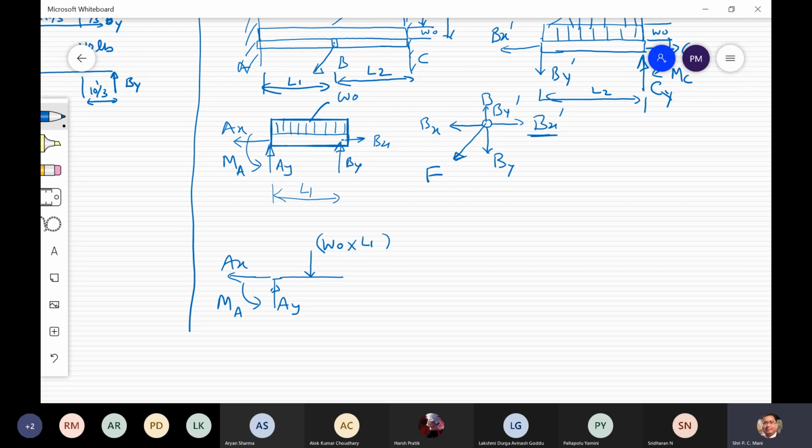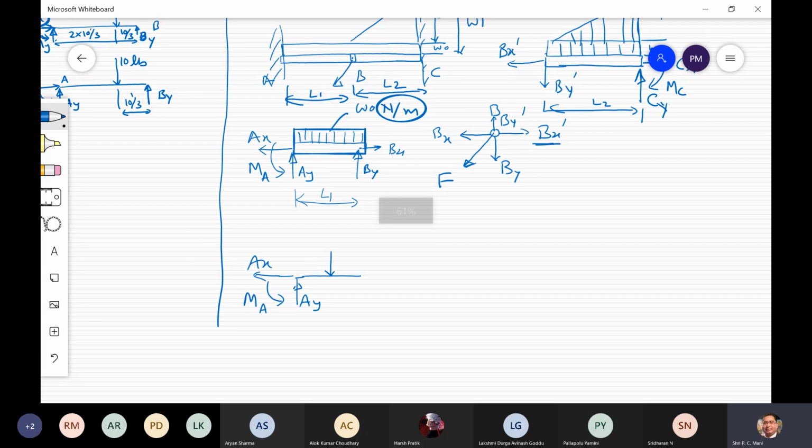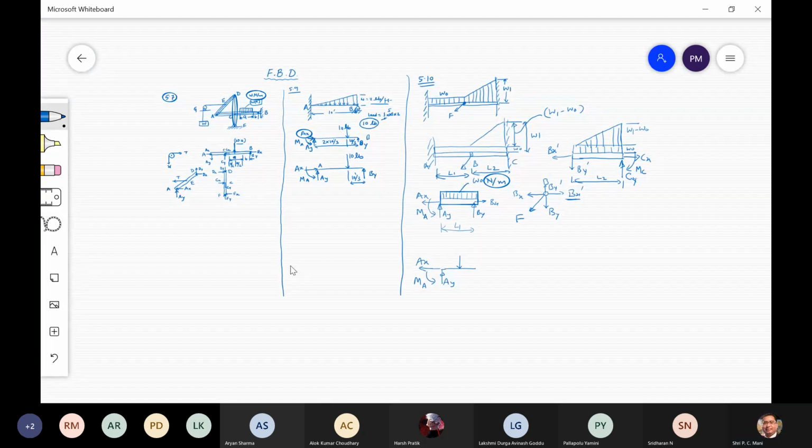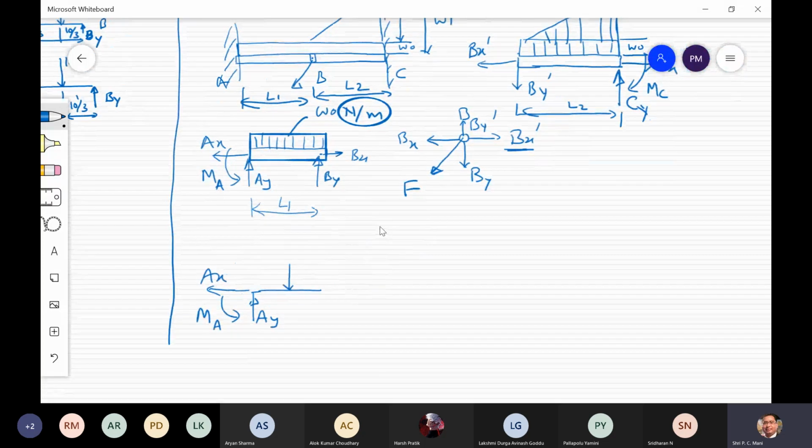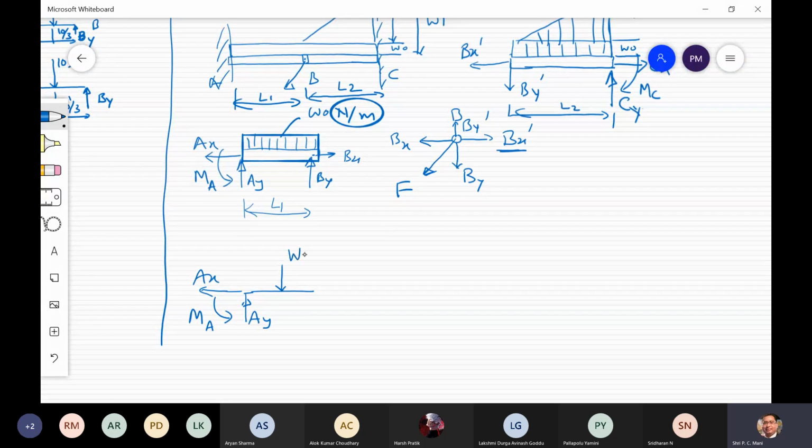This W1 is not given as per length; it is given as the total load. For example, if this is W newton per meter, we have to multiply by L1. If the total is given, we just put it as it is. So we assumed the load depends on length, given in newton per meter. Just assume that instead of the total load, a per unit length distribution is given. This will be W0 into L1, okay, and this will act at L1 by 2.